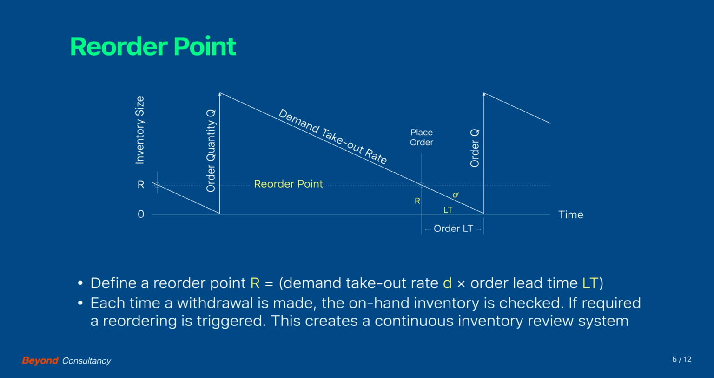Each time a withdrawal of a certain item is made, its on-hand inventory is checked. If this becomes less than the reorder point, a new order is triggered. If we do this for all the items, we may consider this way of working as a continuous inventory review system.